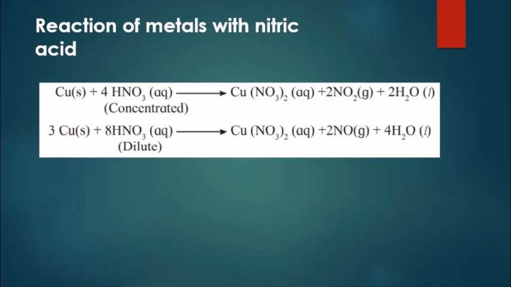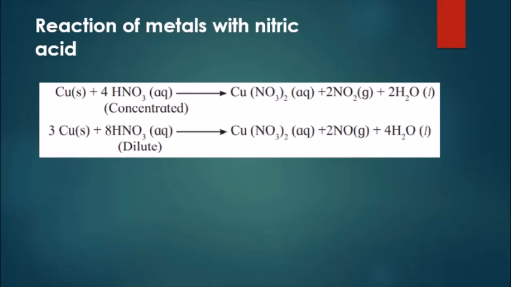Fourth is the reaction of metals with nitric acid. What happens when we treat metals with nitric acid? Whenever you treat metals with nitric acid, nitrate salts are formed, and also the oxides of nitrogen are formed. You can get nitrogen dioxide, that is NO2, or you can get nitrogen oxide, NO, and these types of things are formed. So that means nitrate salts are formed and the oxides are formed.